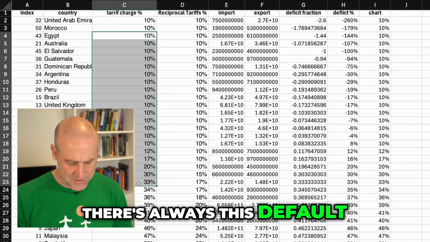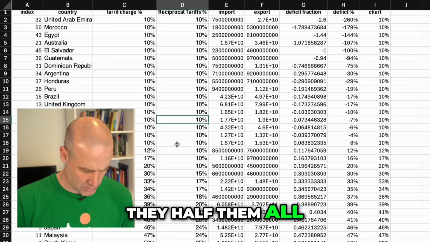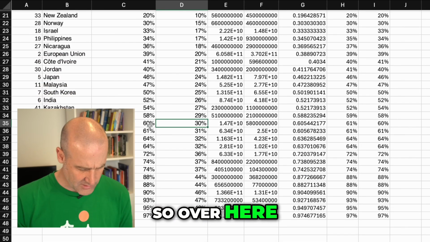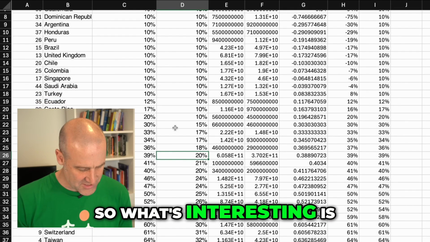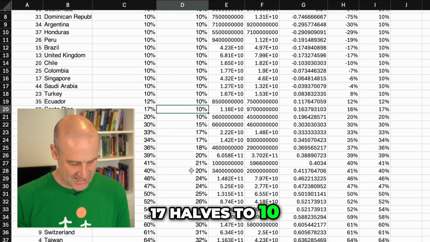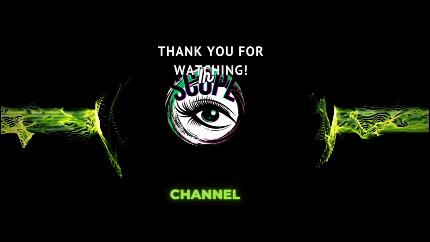But it's not even just that. There's always this default. Okay, this is so weird. For some reason, they halve them all. So over here, they're all halved, but it doesn't go below 10%. So what's interesting is 17 halves to 10, 20 halves to 10, and then 30 halves to 15.